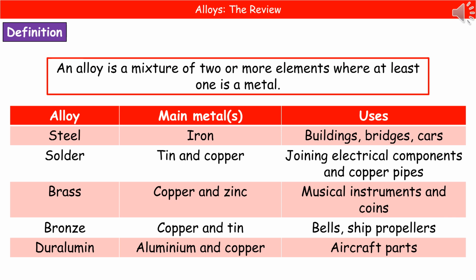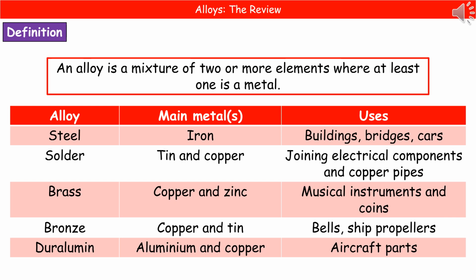There are 5 alloys that you need to be aware of: steel, solder, brass, bronze and duralumin. So if we go through each one in turn, we'll have a look at the main metal involved and its uses. So steel, first of all, the main metal is iron, and this is the one we're generally using in buildings and cars and so forth.